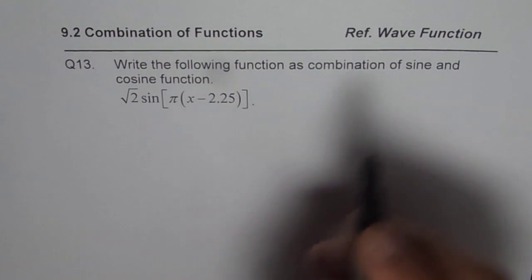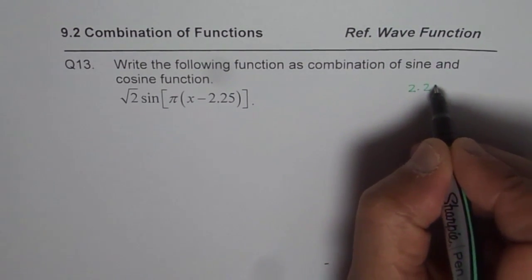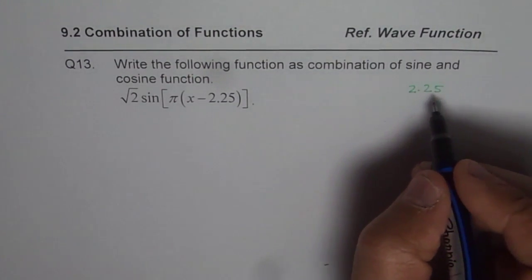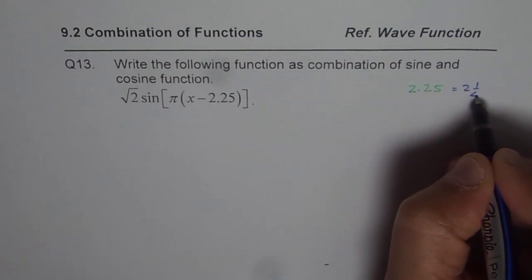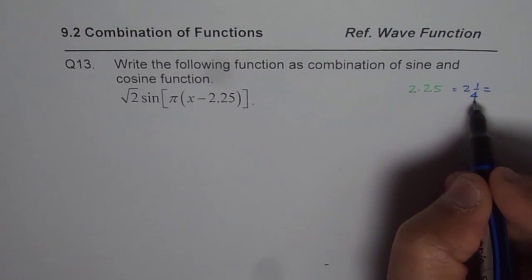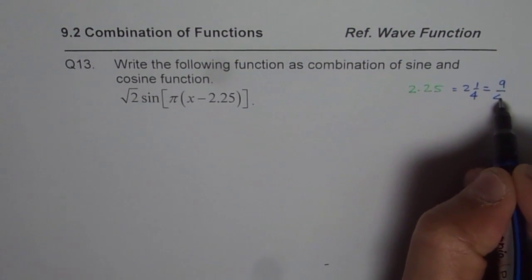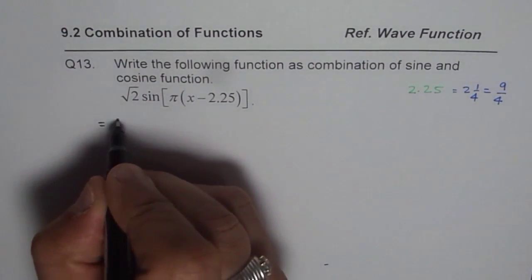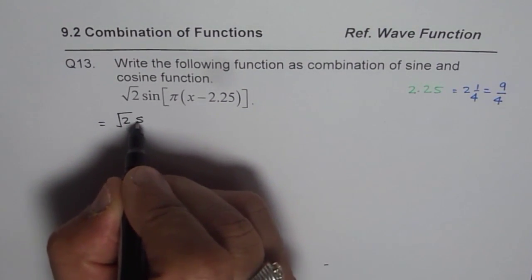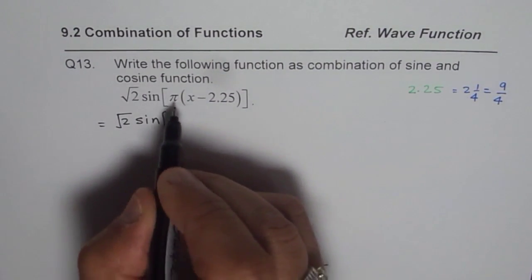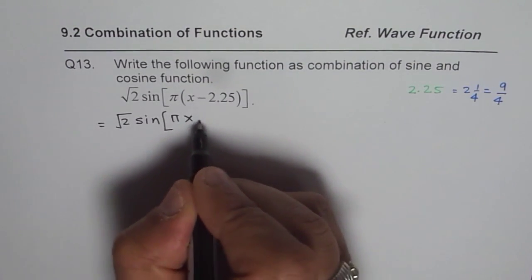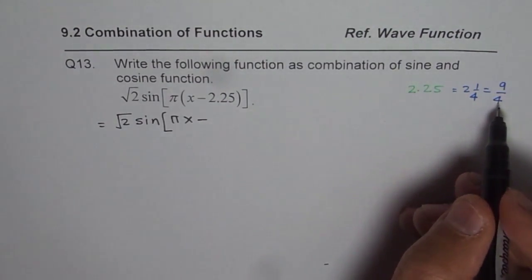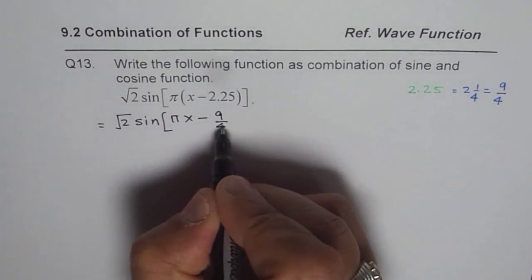When I say 2.25, what does that mean? Because I find that students sometimes struggle with decimals and fractions. It means 2 and 1/4, and that means 2 times 4 is 8 and then 9, so it means 9/4. Let me rewrite this expression as equal to square root of 2 sine. We'll open the bracket, and we'll write pi x minus 2.25 as 9/4, so 9/4 pi.